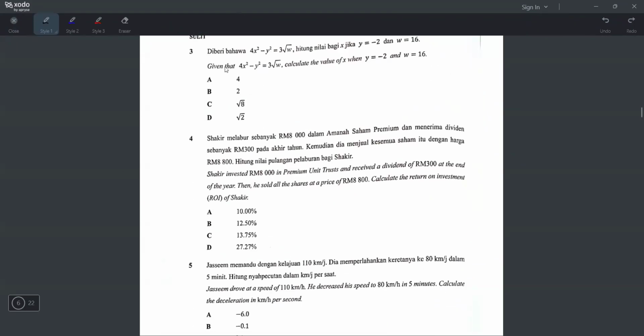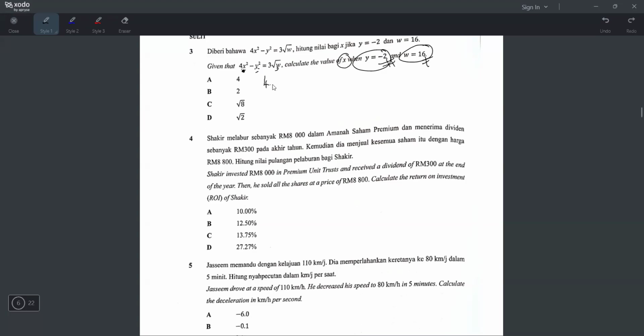Okay, question number 3. Given that 4x squared minus y squared equals 3 square root w, okay, got x, y, w. Calculate the value of x when y is negative 2, w is 16. Okay, the equation has x, y, and w, and they want us to find x. So if they want to find x, they need to give me y and w, and they gave us already. Here, it's here. So we just sub inside, and then you get the answer.